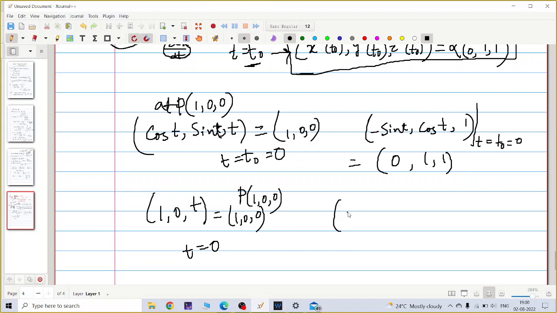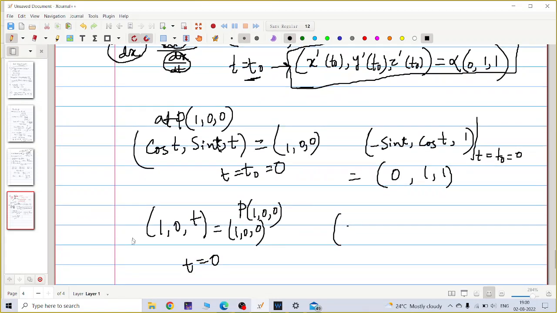What is x dash t0, y dash t0? Let me write option A, and this is option B. So option A is true. Option B is t equal to 0. So 1 is xt, 0 is yt, and t is zt. So what is x dash t? 0. What is y dash t? 0. What is z dash t? 1, no.